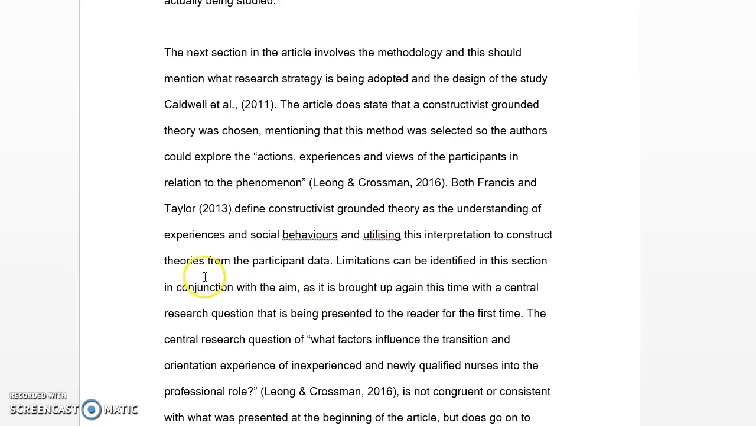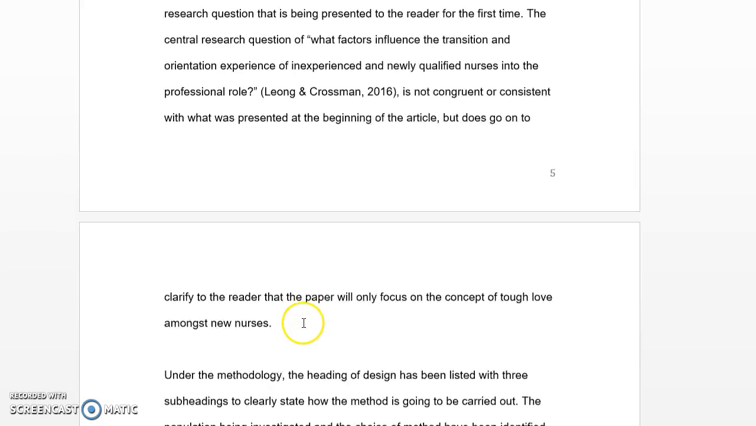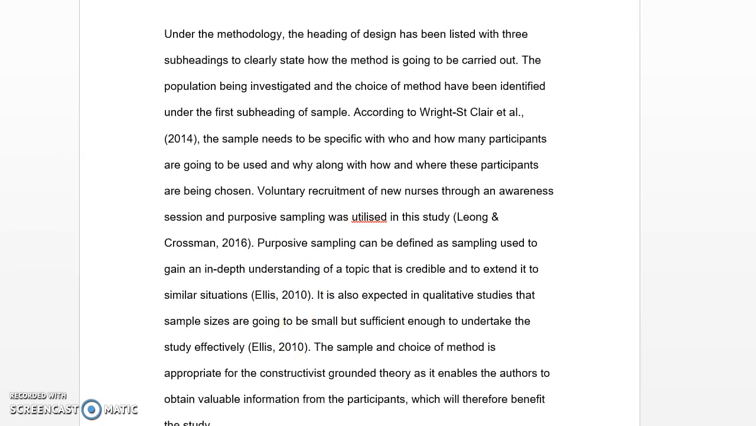Lovely. So limitations can be identified in this section in conjunction with the aim. Central research, so she's critiquing all the way through. Okay, so it's talking about design here, the population being investigated and the choice of method being identified. Lovely. According to Wright St. Clair, the sample needs to be specific with who and how many participants. So she talks about that. Then she talks about what is in there. So voluntary recruitment, blah blah blah.